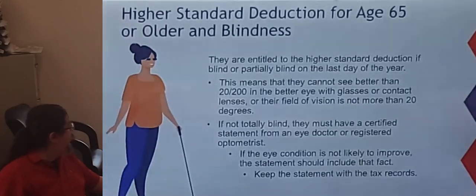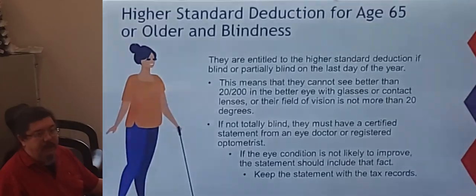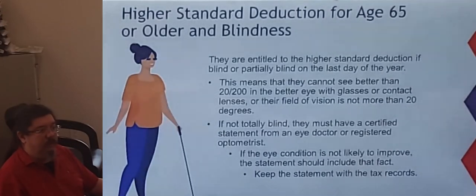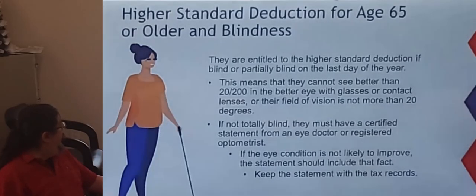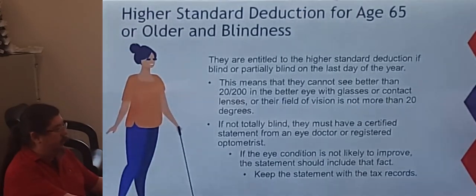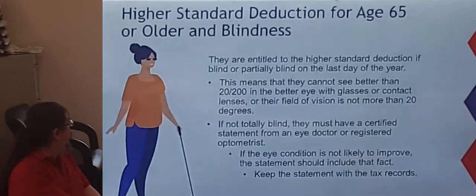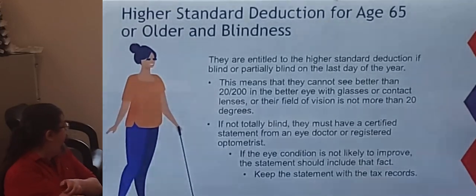To be considered blind, your vision has to be as bad as or worse than 20/200, even after correction, or have a reduced field of vision of less than 20 degrees, which is something like that. If you're not totally blind, you have to have a certified statement from an eye doctor or registered optometrist.